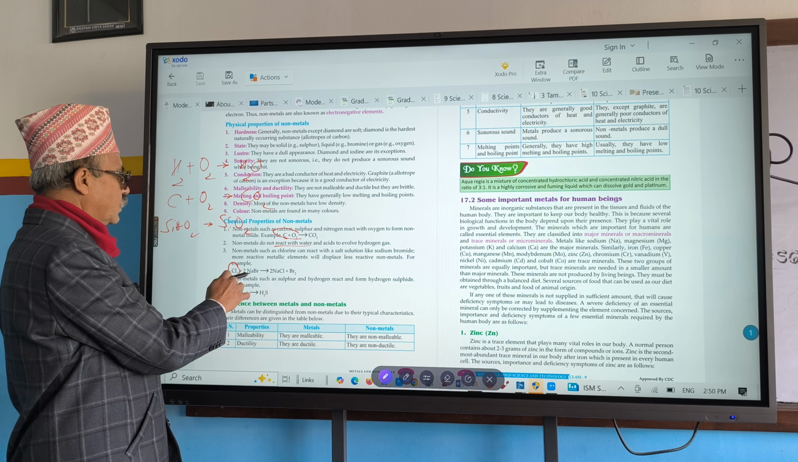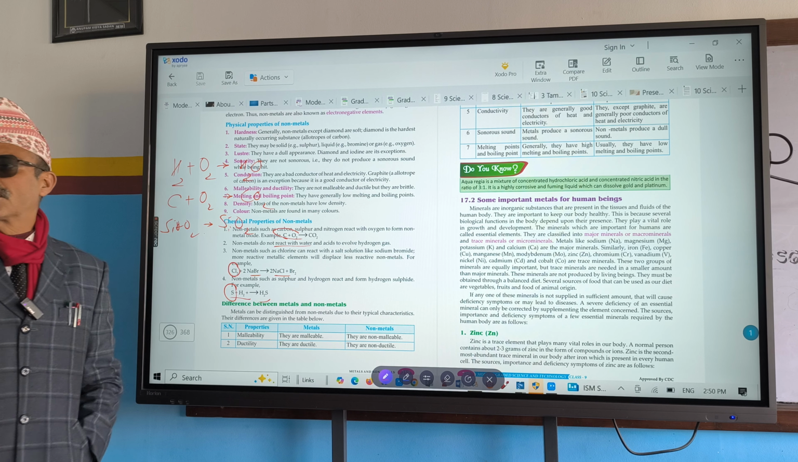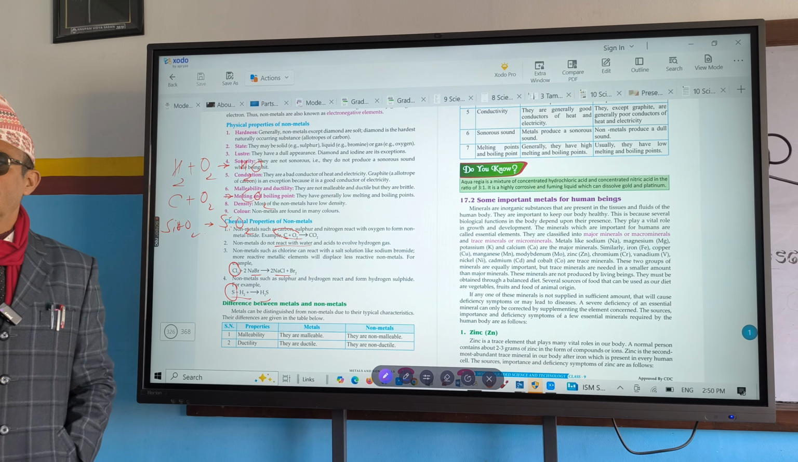Chlorine reacts with sodium bromide and forms sodium chloride and bromine. And some non-metals like sulfur react with hydrogen and form hydrogen sulfide. This much only.